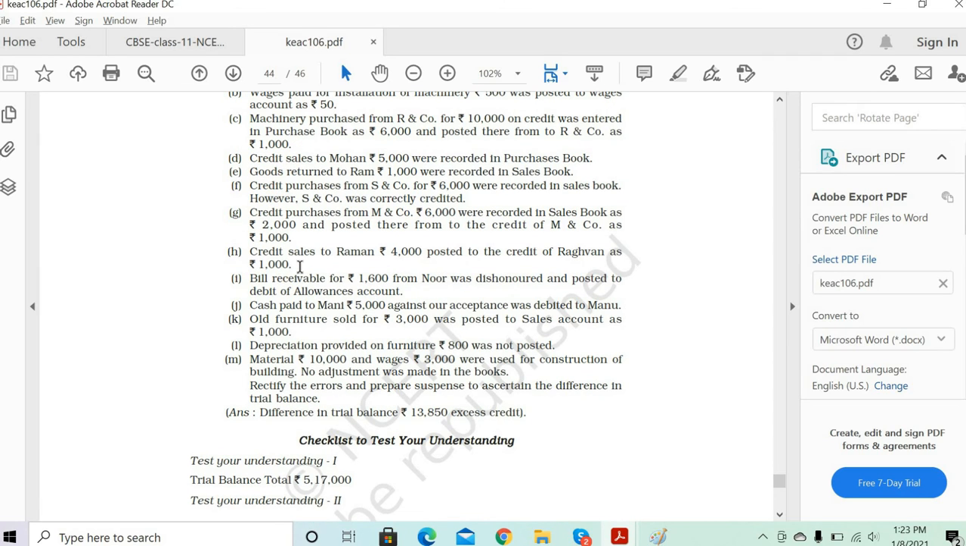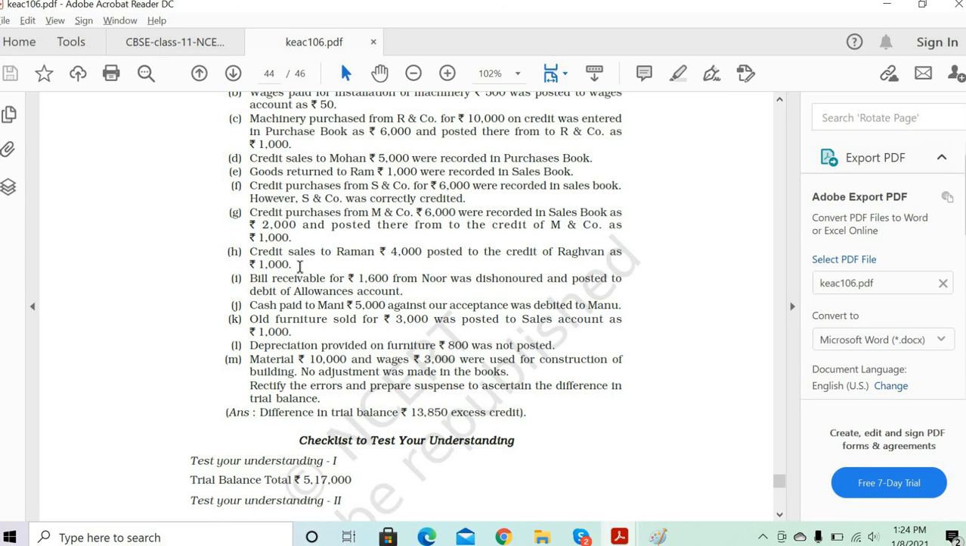Okay. So what he's saying, credit sales to Raman 4000 posted to the credit of Raghavan as 1000. This part is clear. Okay. So what does it mean now? Credit sales to Raman. That means you are selling to Raman on credit. Clear? So ideally, you should debit how much? 4000 from Raman's account. Okay? And credit to the sales account is 4000. Yes. And posted to the credit of Raghavan as 1000.